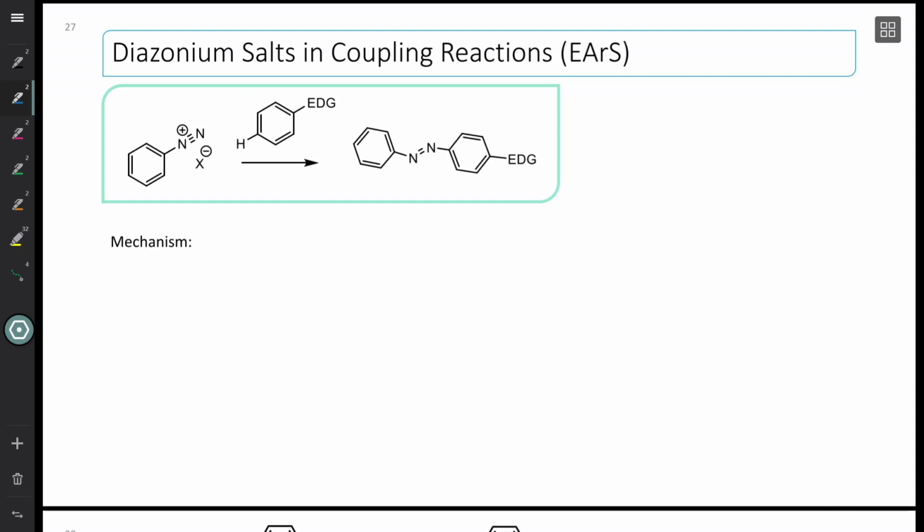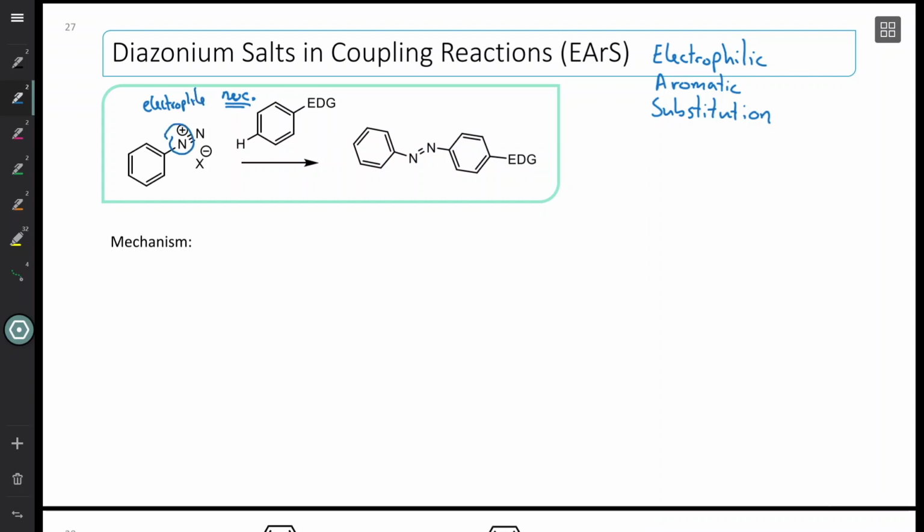Okay, how about diazonium salts in coupling reactions? So again, this is going to be, sorry, I put ears up here, right? It's electrophilic aromatic substitution. Okay, so who is the electrophile, who's the nucleophile? Benzene is going to be the nucleophile, and our diazonium, right, now really electron poor, is going to be our electrophile here.